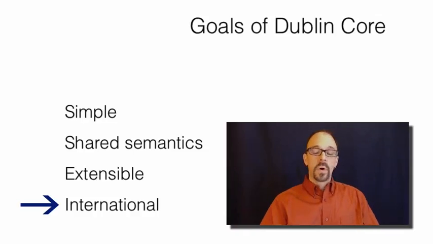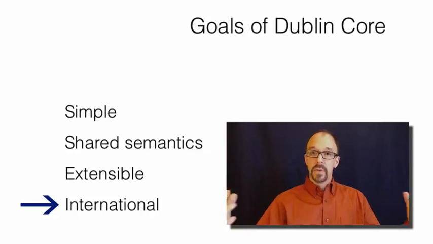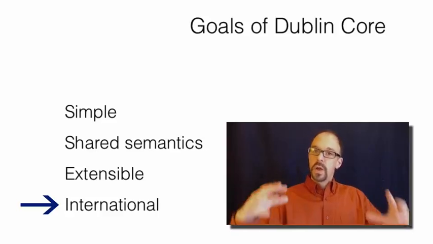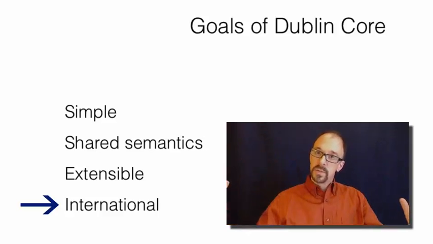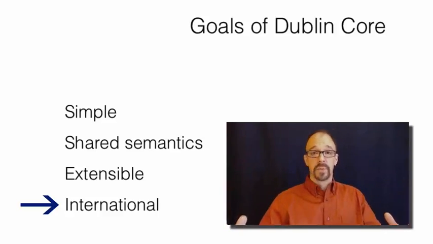Now, Dublin Core was developed in English originally, and a lot of development of Dublin Core still happens in English. But to make a metadata schema for the web truly universal, as it should be for the web, it has to be translated into multiple languages, and there are working groups that do that translation. So the overarching goals of Dublin Core are designed to make it universally applicable, right?